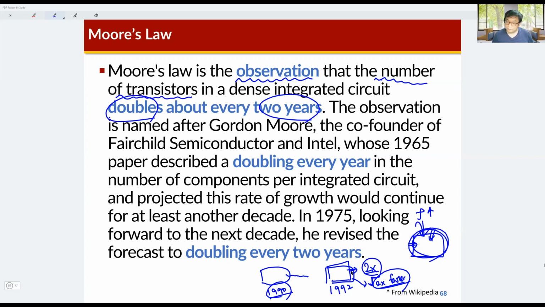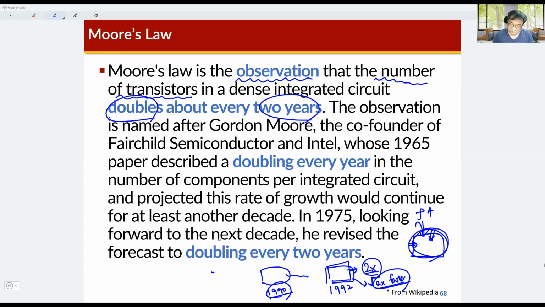Then power density is nearly the same. Power consumption is nearly the same. So with the same power consumption, we can get a better CPU. That is Moore's law. Moore's law actually set some goal of the semiconductor industry.